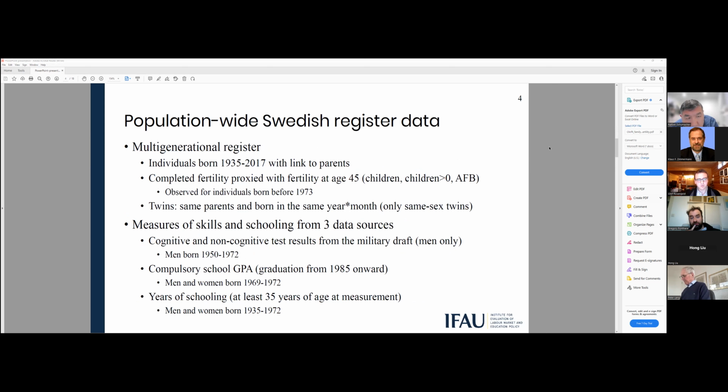So something about the data in the study. As I said, we use population-wide Swedish register data.